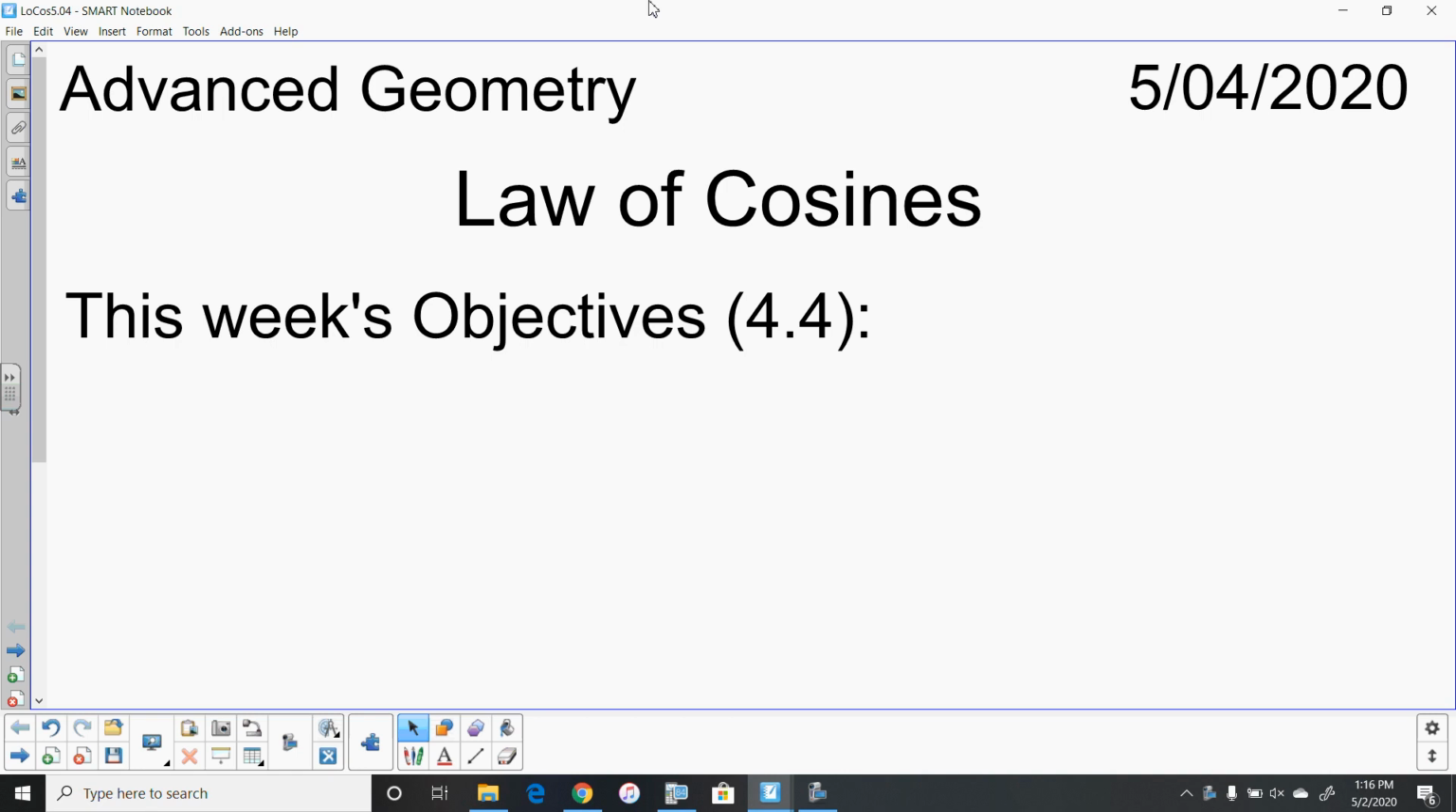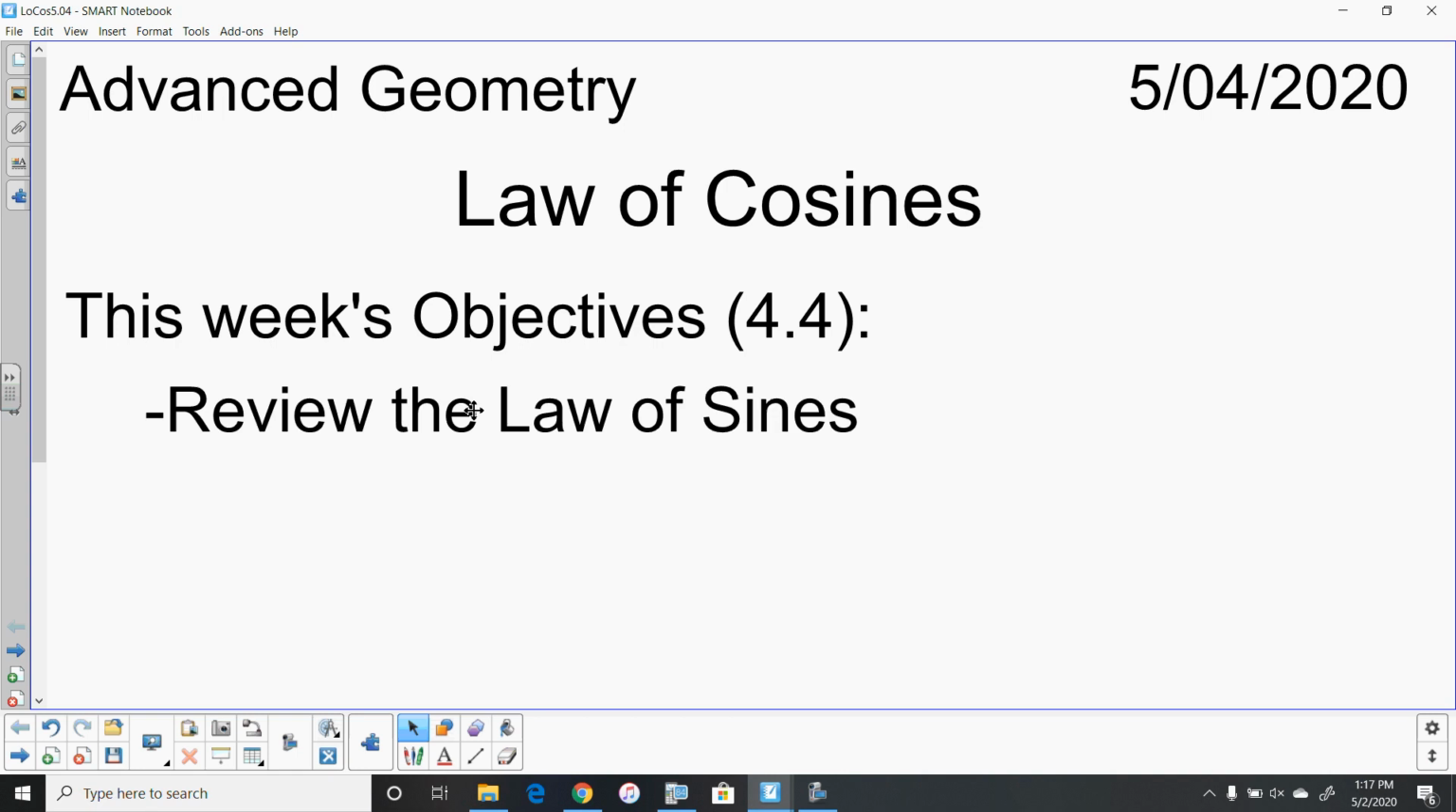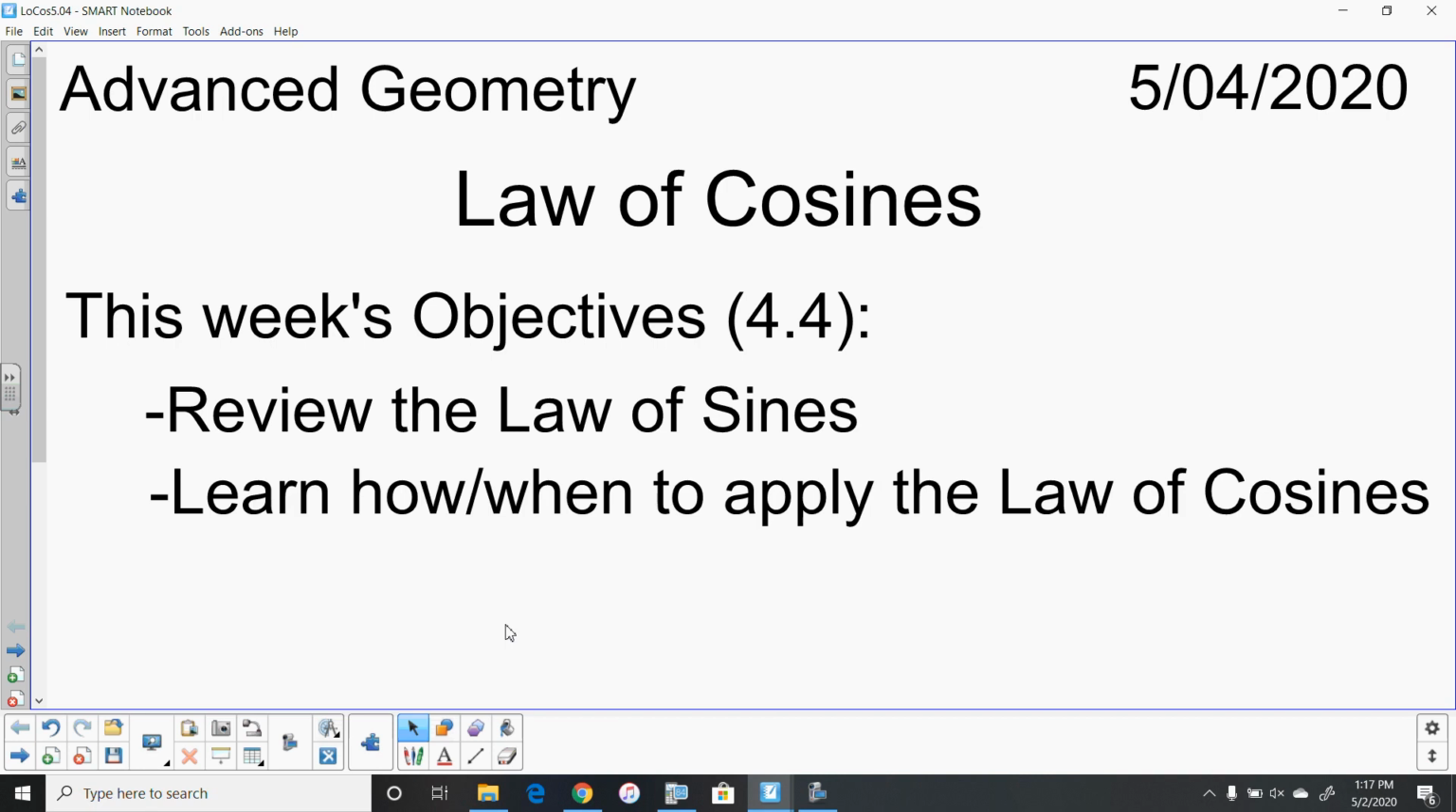What I want to work on this week with you is the law of cosines, okay? That's something new. We did the law of sines last week. It's kind of a big topic, so I want to review or just give you a couple practice problems to go over with you at the beginning of the lesson. So we're going to review the law of sines, and we are going to learn how and when to apply the law of cosines. So let's get started here.